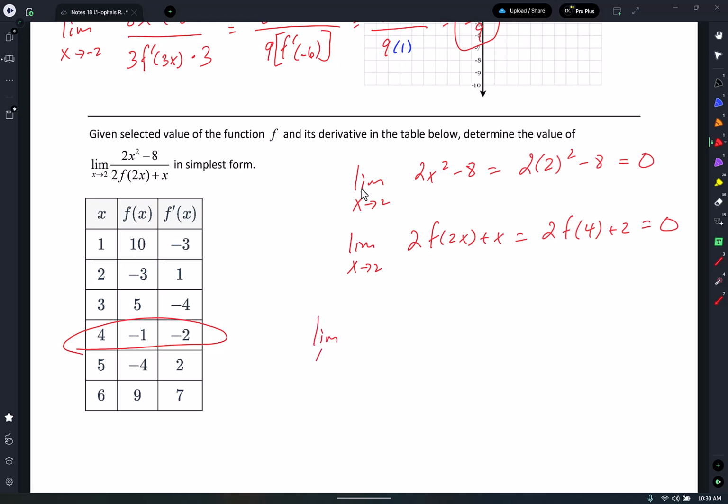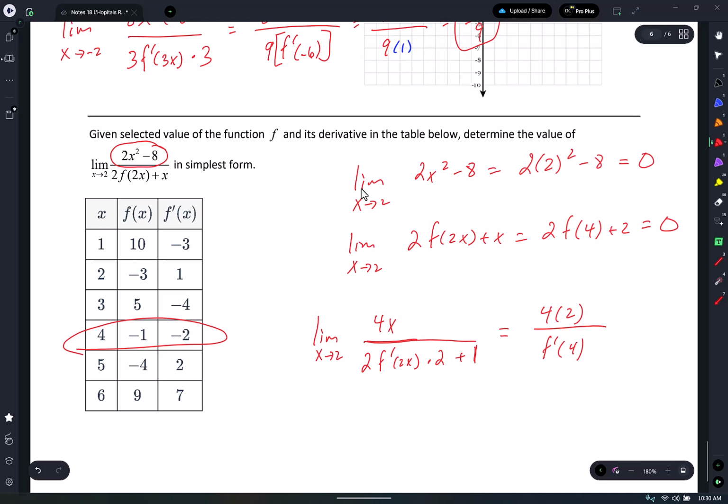So here we go. Limit as x approaches 2. What's the derivative of 2x squared minus 8? 4x over 2f prime of 2x times 2. Derivative of the outside, leave the inside alone, times the derivative of the inside. Plus, what's the derivative of x? 1. Is everyone okay? All right, let's plug in. 4 times 2 over 2f prime of 4, 4 on the outside, 2 times 2, plus 1.